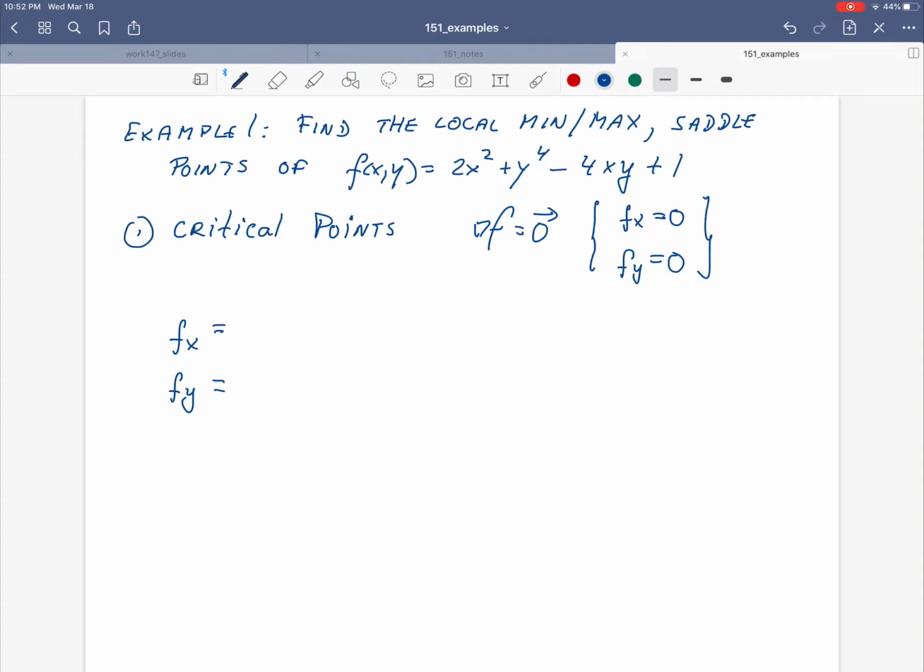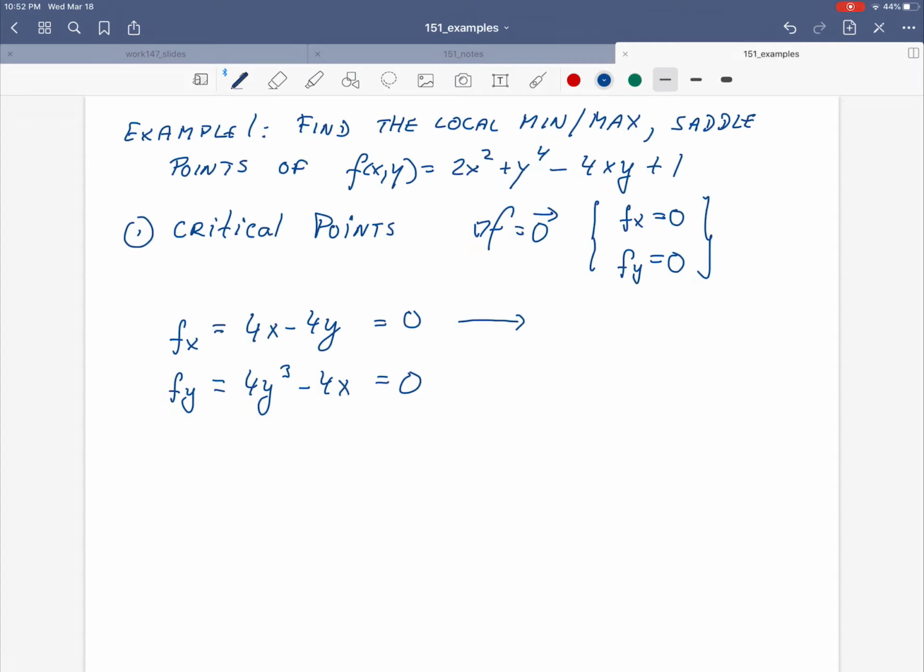fx is 4x minus 4y. fy is 4y cubed minus 4x. We set them equal to 0. And typically this will be a system of equations which is not linear. So the basic method we will be using is substitution. For substitution we look for, in some sense, the simple equation. That's the first one in our case.